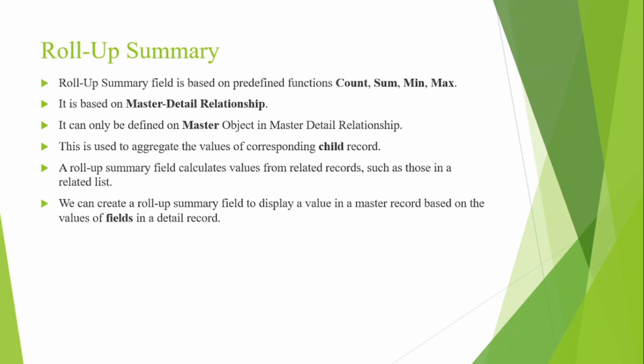If there are thousands of records and I want to know who is getting the minimum salary, or if I need to know who is getting the maximum bonus. So for doing all this type of calculation we are using roll-up summary field. This roll-up summary field is based on master detail relationship. So where are we creating this roll-up summary field?